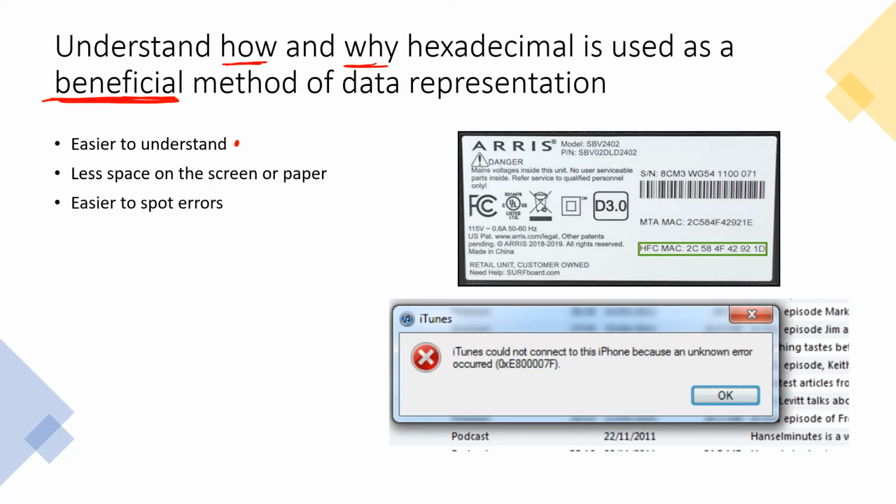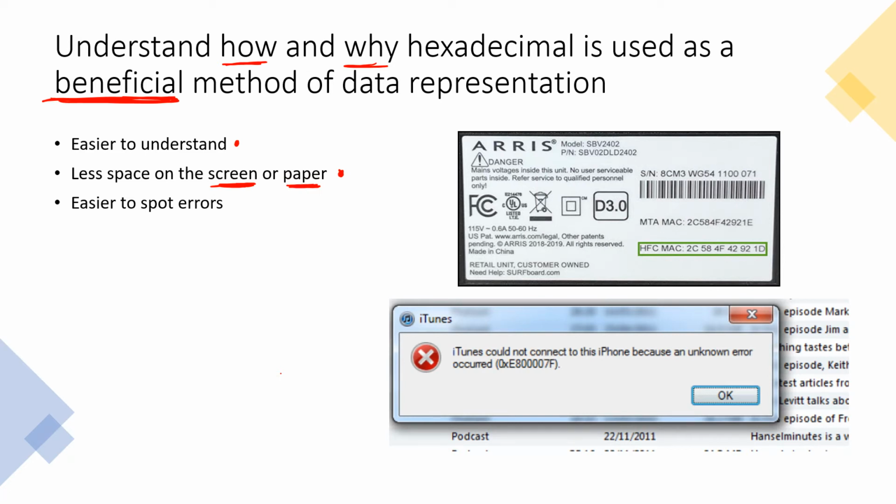Number two, it takes up less space on the screen or the paper. If you get asked this in an exam, make sure you put less space on the screen or on a piece of paper. Because if you just say less space, that might sound like it takes up less memory space. And remember, hexadecimal is not about putting on a computer. It's about computer scientists using it to read. So it's less space on a screen or paper, not inside of memory. We're not really bothered about that when it comes to hexadecimal.